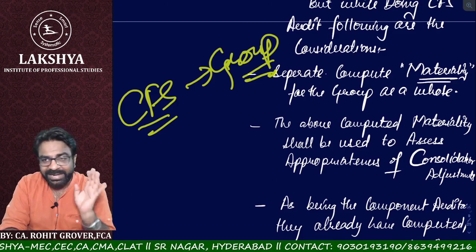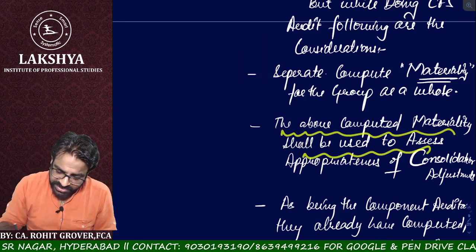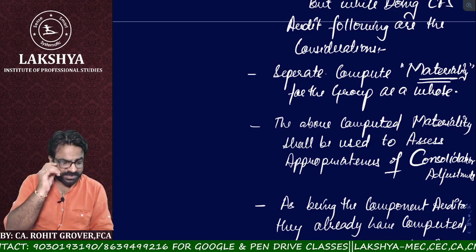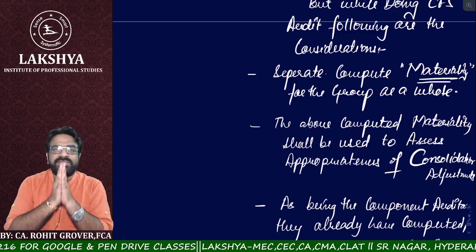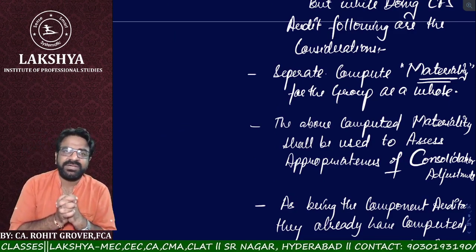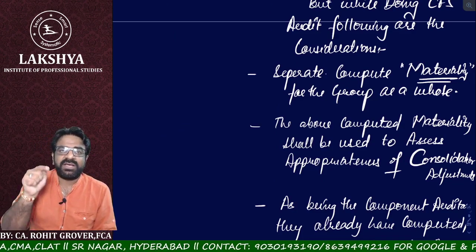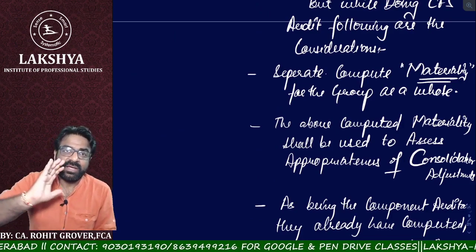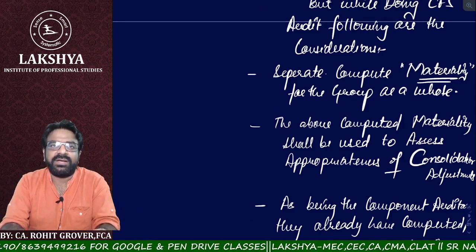But the story didn't end here. The story starts here. The above computed materiality shall be used to assess the appropriateness of consolidation adjustments. Now tell me, who does the consolidation adjustments? Sir, consolidation adjustments are the prime responsibility of the management. Management does the consolidation adjustments. Now, when the management does the consolidation adjustments, whether they have done them properly or not, correctly or not, efficiently or not, the auditor will apply the group materiality on those consolidation adjustments.